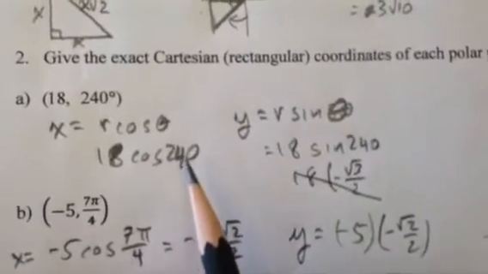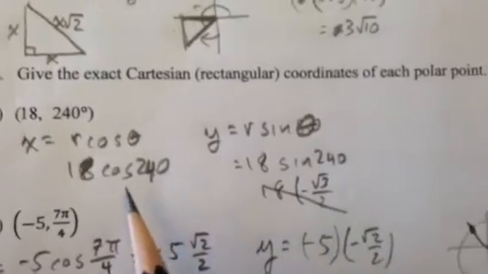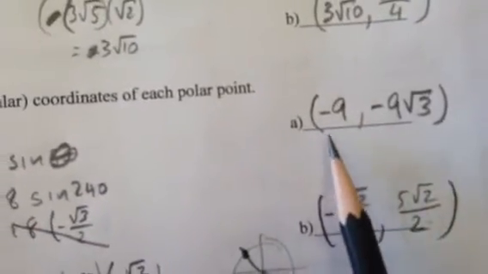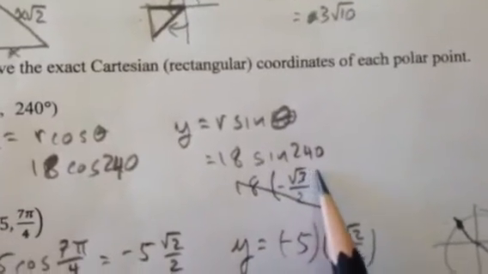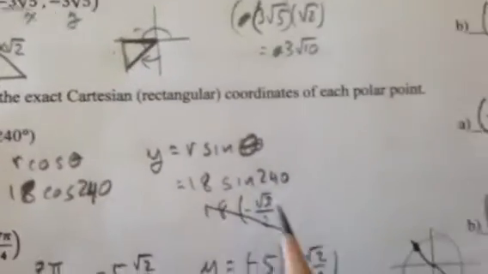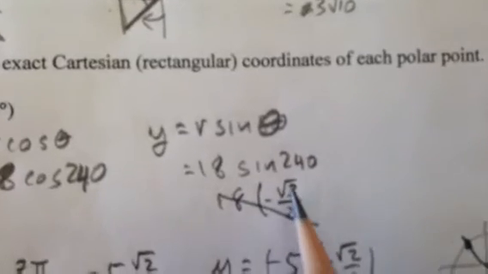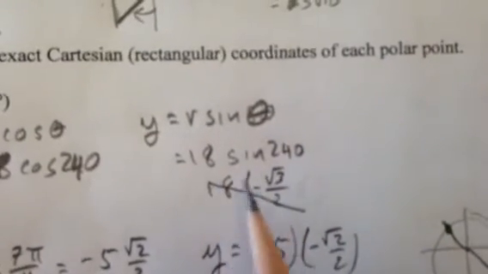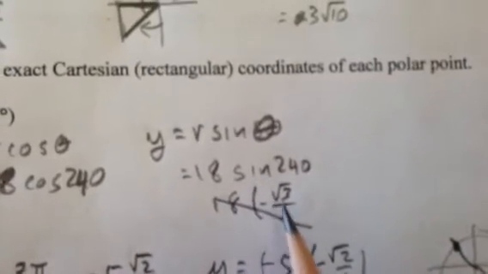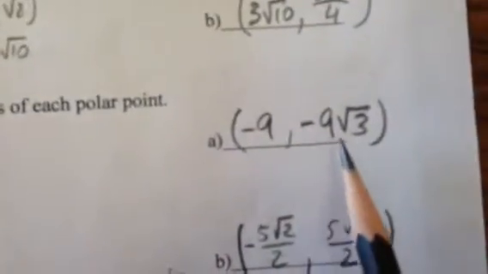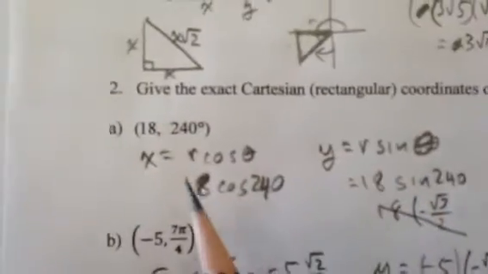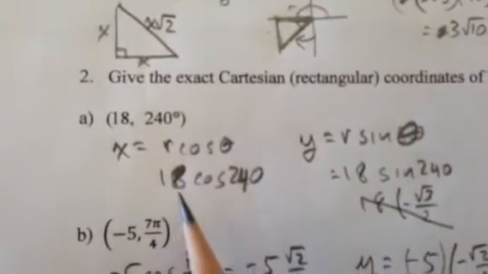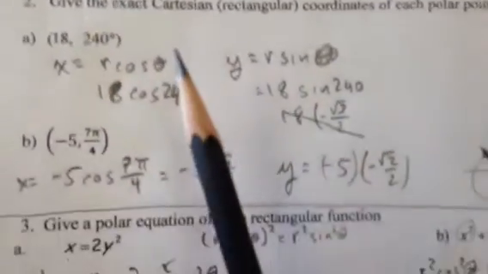So cosine of 240 is negative 1/2. 18 times that is negative 9. There's our x value, negative 9. Sine of 240 is negative root 3 over 2. And 18 times that is negative 9 root 3. There's root 3 again, and there's our two x and y values. This point is down there in quadrant 3. It's a 30, 60, 90 right triangle.